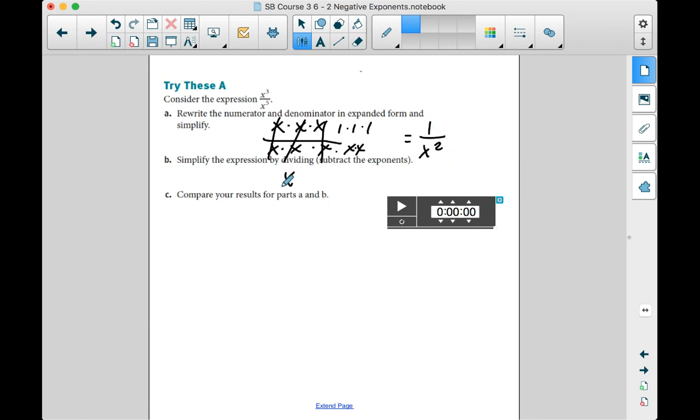I could also think of this as x to the power of 3 minus 5. That's x to the power of negative 2, which is the same thing as, if I were to take that negative out, I would write it as its reciprocal. Okay, so my results for A and B, x to the negative 2, actually equals 1 over x squared.